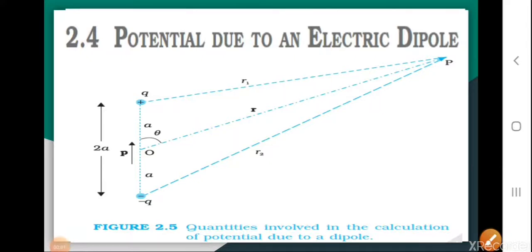2.4 Potential due to an electric dipole. Potential due to an electric dipole.